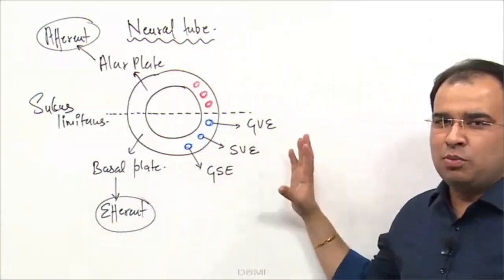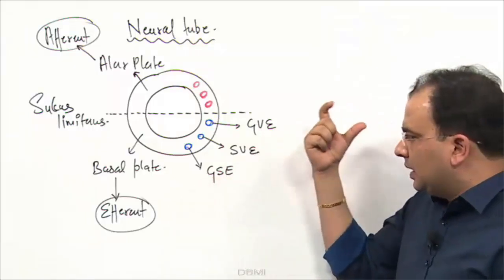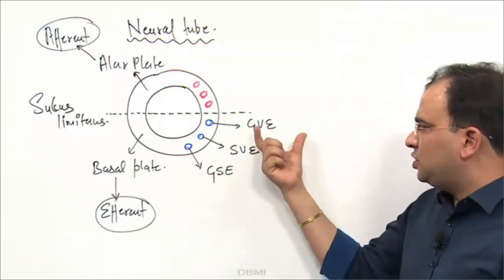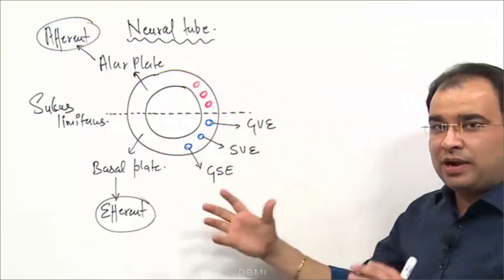There is nothing to mug it up. I mean, it all makes sense if you just look at them carefully, guys. GSE, SVE, GVE. A lot of questions are asked from these cranial nerve columns. Now let's take them one by one. Let's elaborate and understand them.